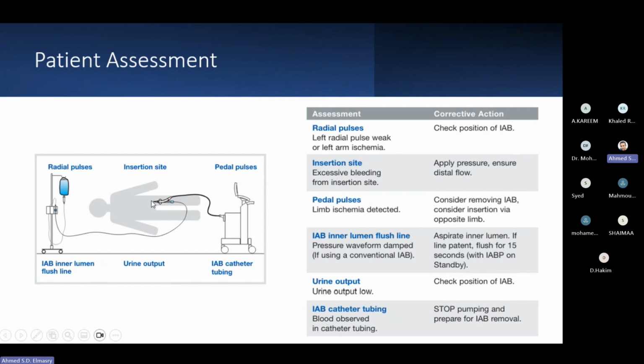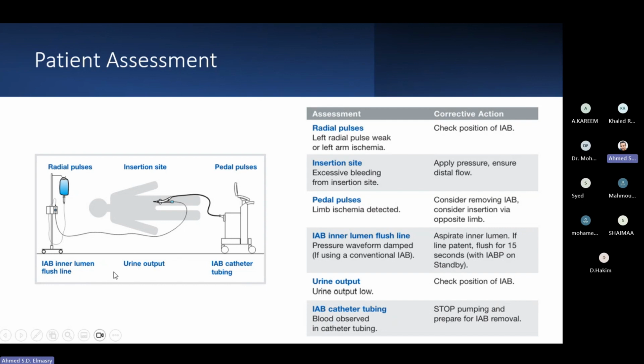At that time, you need to adjust the intra-aortic balloon position. And you need to assess the pedal pulsation because the intra-aortic balloon is inserted in the common femoral artery. If you have a patient with peripheral vascular disease, you might not be able to get perfusion to the distal limb. So regularly you have to assess the pulsations of the upper limb and lower limb by the Doppler, and each console will have a portable Doppler inside the box of the console.